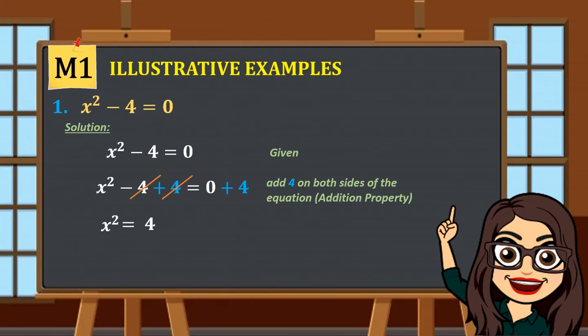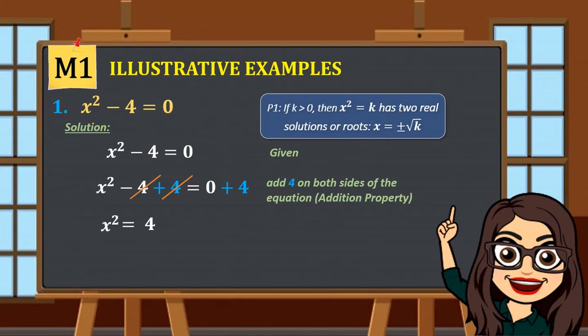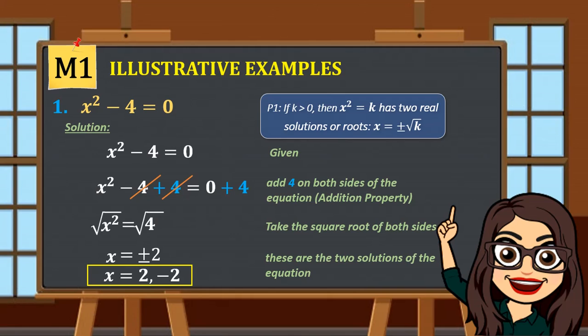So since the value of k is 4, which is a positive number, we will use the first property. If k is greater than 0, then x squared equals k has two real solutions or roots. So meaning, the values of x must be two real solutions. Next step, take the square root of both sides. The square root of x squared is x, then the square root of positive 4 are positive 2 and negative 2. So the values now of x are 2 and negative 2. These are the two solutions of the equation. And that is example number 1.